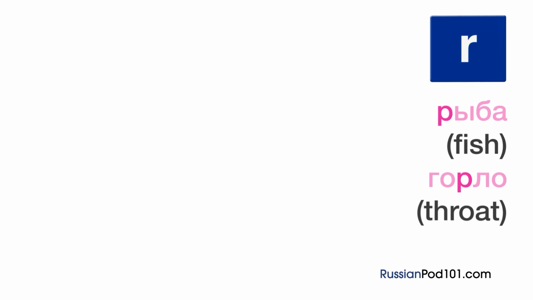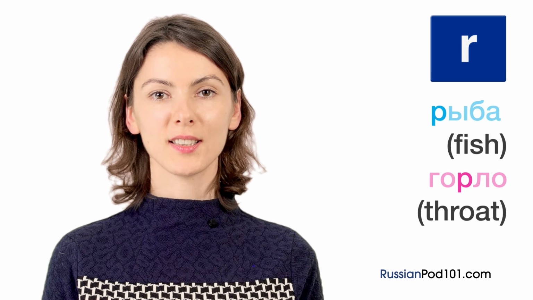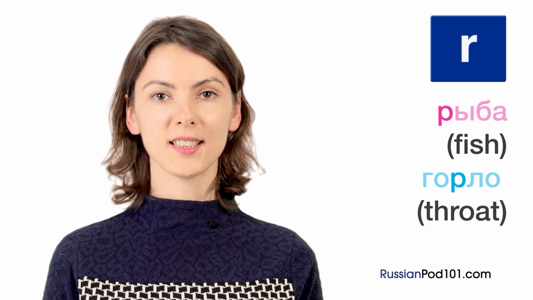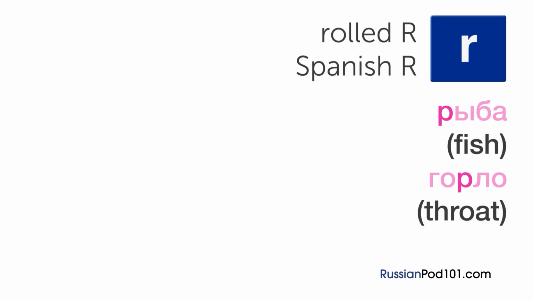The next consonant is Р. Рыба. Горло. This is also known as a rolled R or a Spanish R.